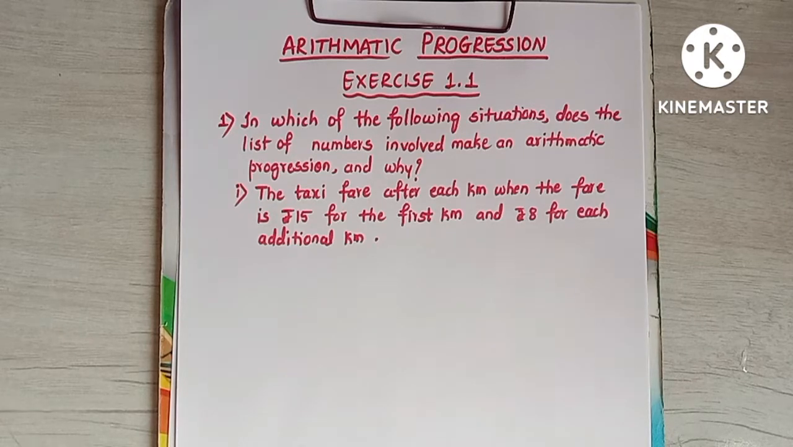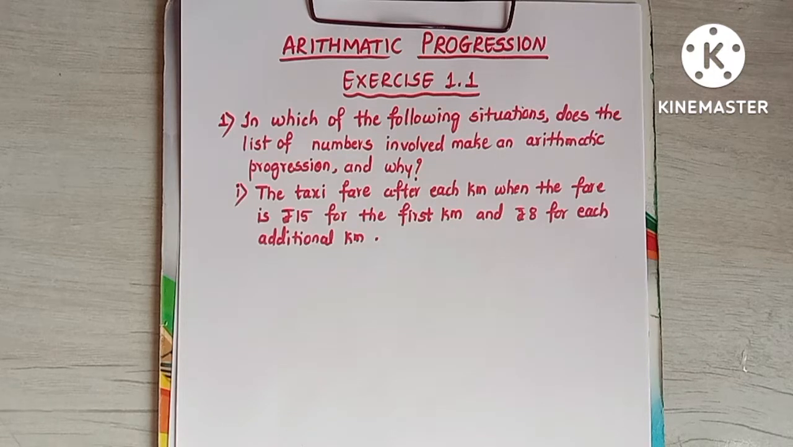So let's start the exercise 1.1. So what is the first question? In which of the following situations does the list of numbers involved make an arithmetic progression and why? So there is a list of situations. We have to find whether those situations form an arithmetic progression. If it forms an arithmetic progression, then we have to write the reason.